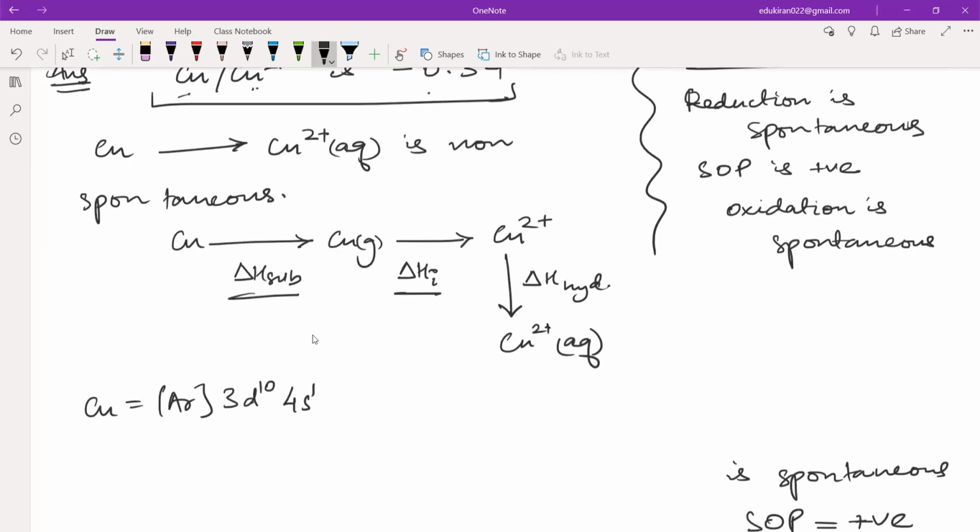So it means that I can easily go from copper solid to copper gas. Yes or no? Yes, sir. Right. So this is low. Now let us talk about enthalpy of ionization.